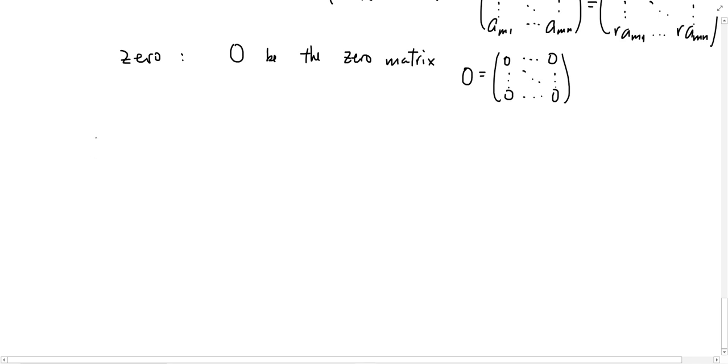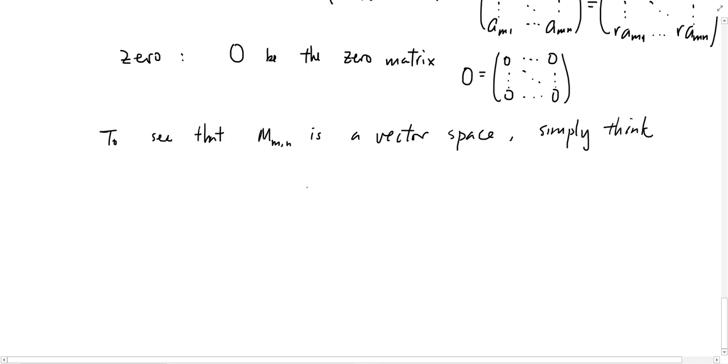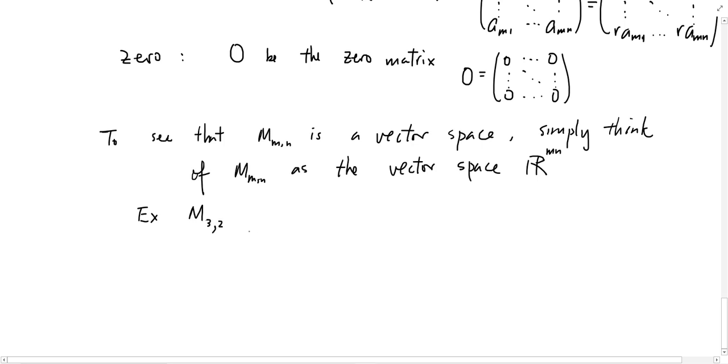So how do I know that this is a vector space? To see that Mmn is a vector space, we can simply think of the vector space Mmn as the vector space R to the mn. For example, if you look at the vector space M32, technically speaking, that is a matrix space of all matrices that have 3 rows and 2 columns.